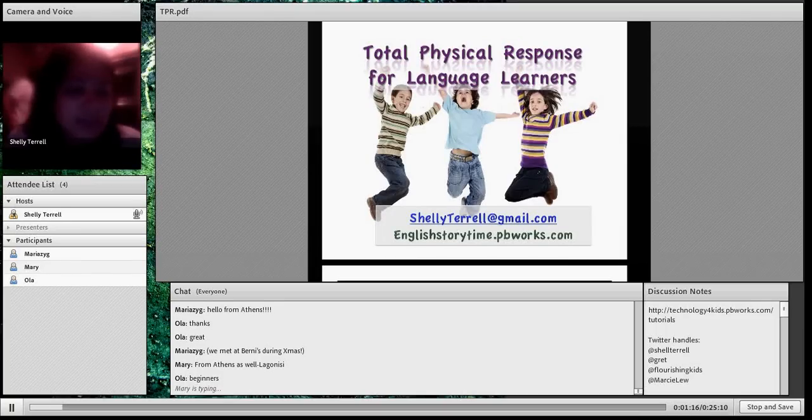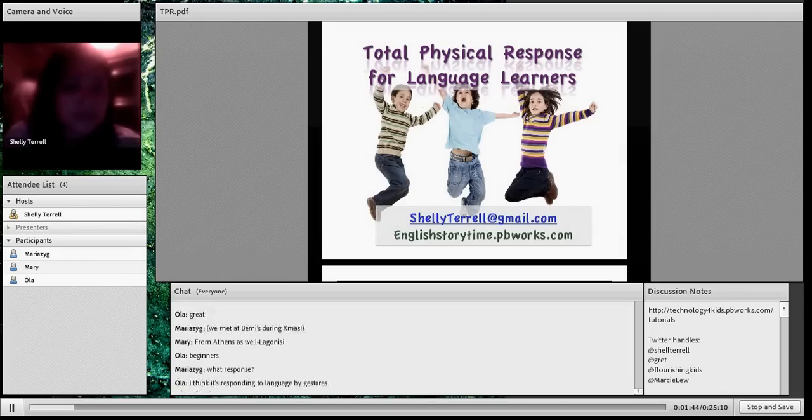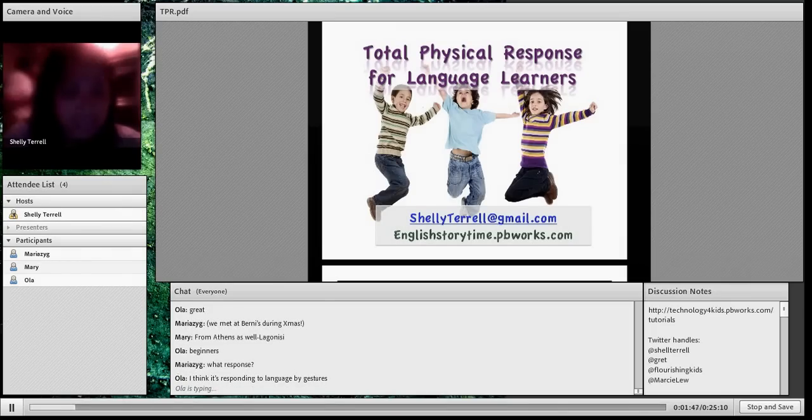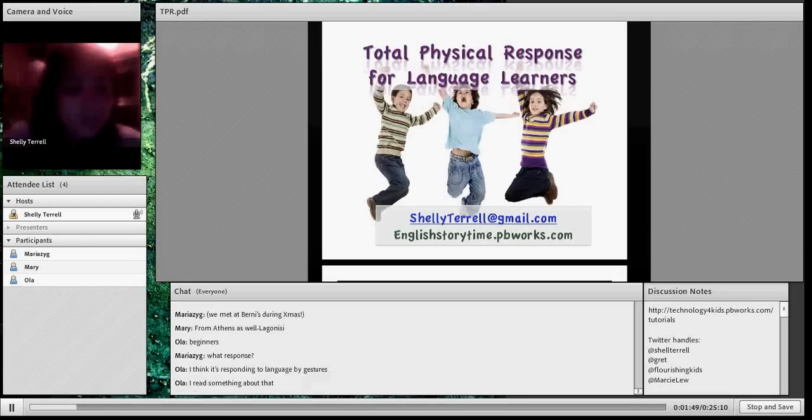And what does total physical response involve? Does anybody have a good definition for it? Okay, I'll wait for you to put some ideas out there. And hopefully you use it with your learners, because I do believe that total physical response, even though it's mostly for young learners, it can be used with adults as well.